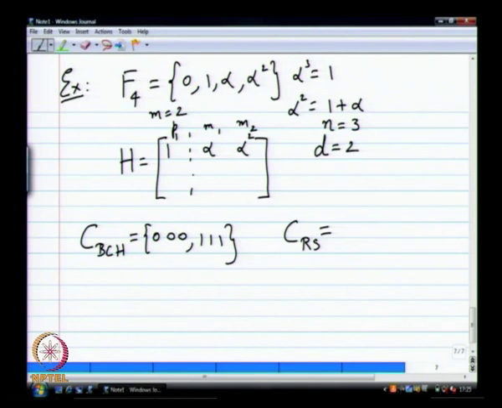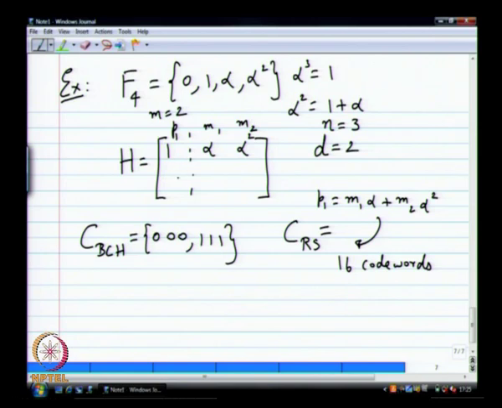How will you compute P1? P1 is M1 times alpha plus M2 times alpha square. So that is all, that will give you all of CRS. 16 code words. Is that okay?